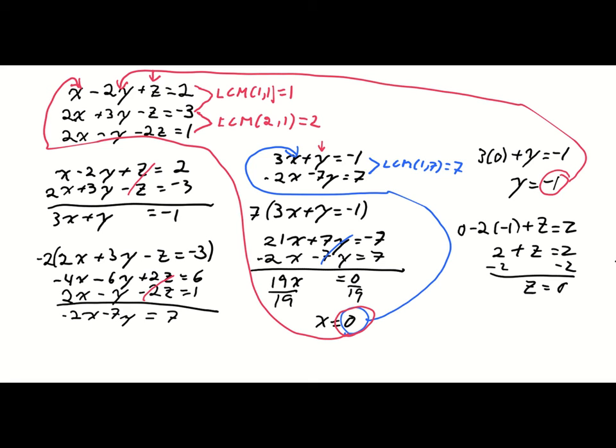Now we found all three variables, and our solution is 0, -1, 0. Let's try writing that 0 again. That's a little better. And we are done.